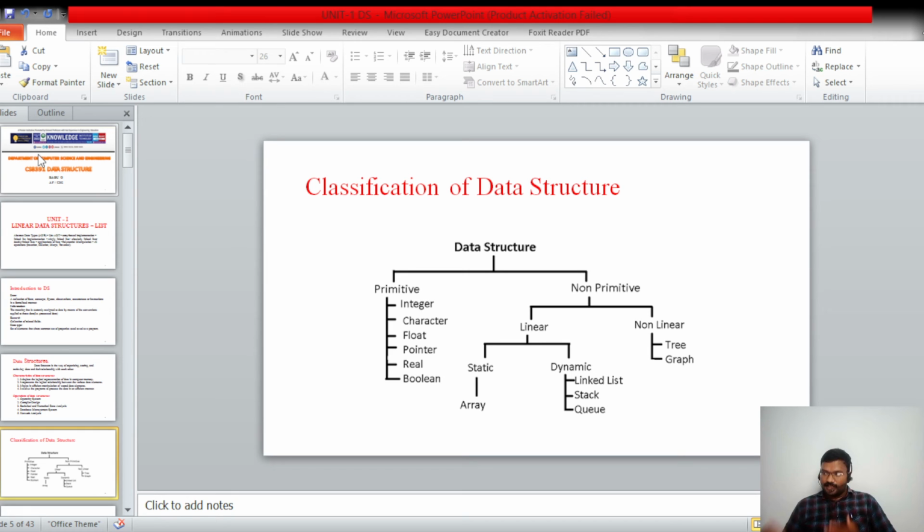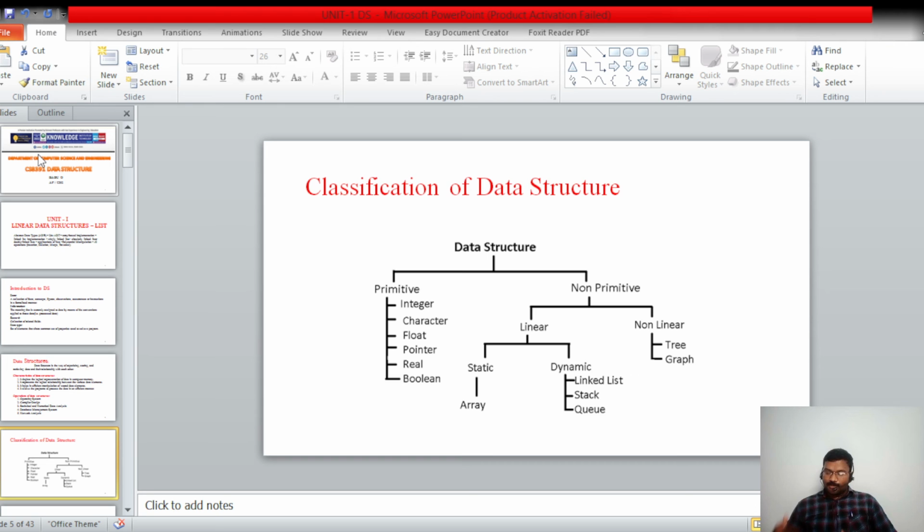What is meant by non-linear data structure? The non-linear data structure is nothing but a hierarchical order. It is a structured format, a hierarchical format, in which the data is related to some other data.